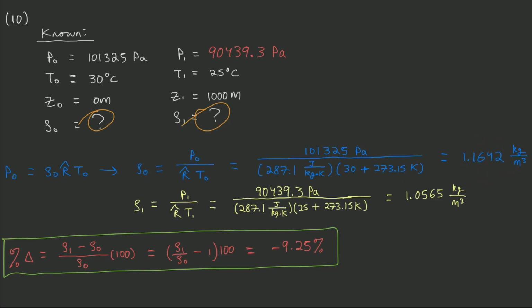And then again, we applied the modified form of the ideal gas law for our arbitrary level Z, in this case 1,000 meters. Rho 1 is equal to P1 over R hat T1. P1 is the pressure we just saw, 90,439.3 Pascal. R hat, again, is the specific gas constant of air, 287.1 joules per kilogram Kelvin. And T1 is the temperature at that arbitrary level Z, 1,000 meters, 25 degrees Celsius, expressed in Kelvin. So that density solved for is 1.0565 kilograms per cubic meter.